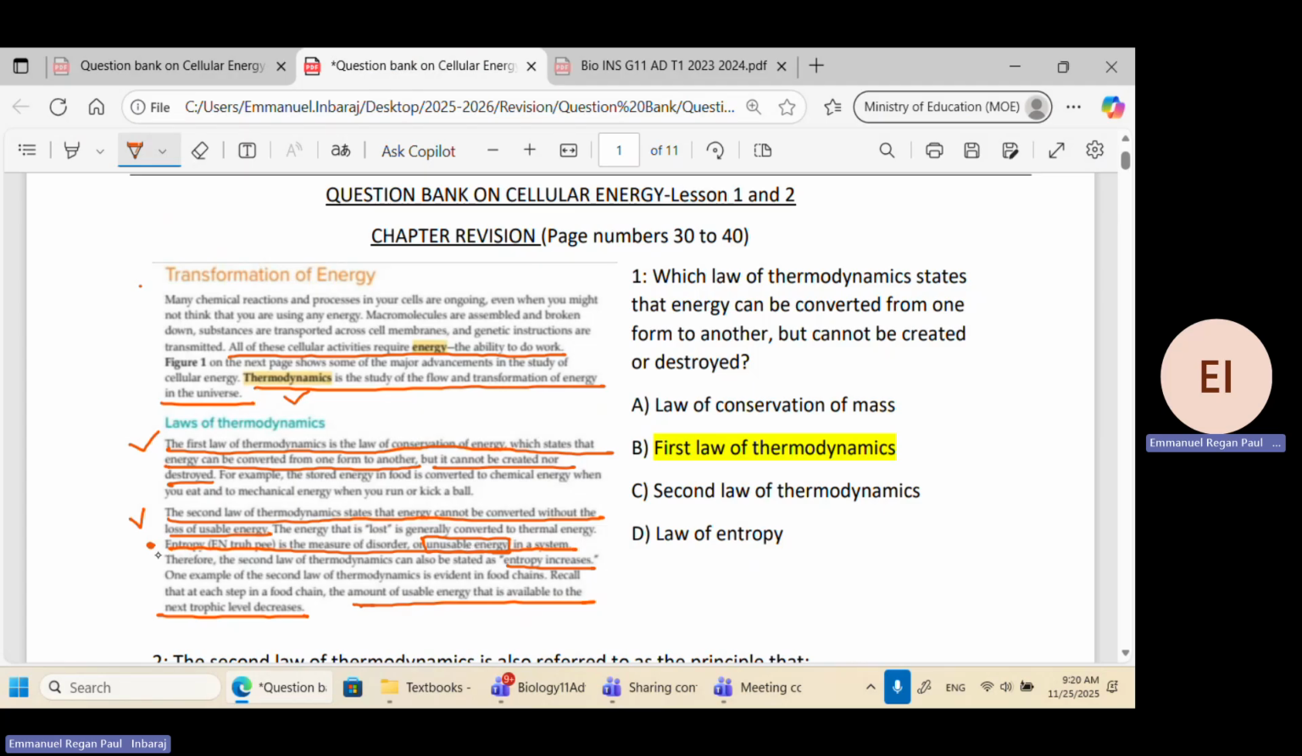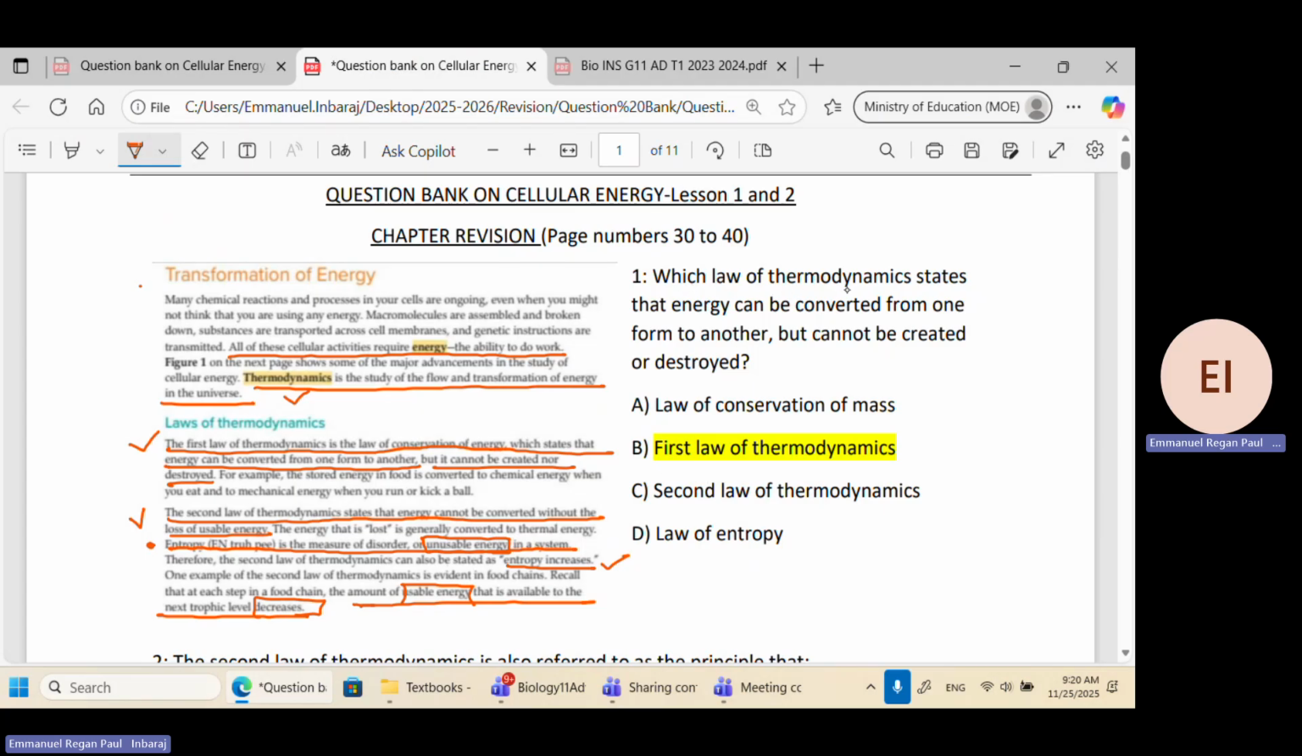And what happens to unusable energy? Unusable energy increases. Remember, the entropy increases. Unusable energy increases, but usable energy decreases. So remember these words. Unusable energy is entropy. So entropy increases, but the usable energy decreases. This is important. Now based on this information, let's look at some of the questions.